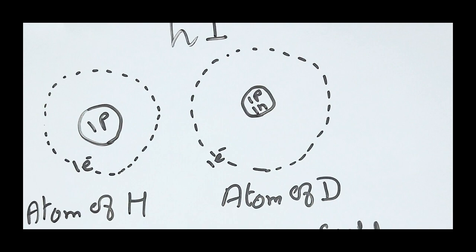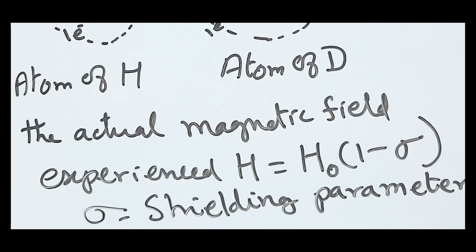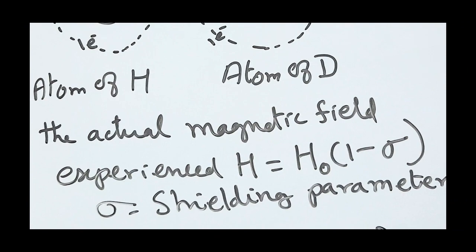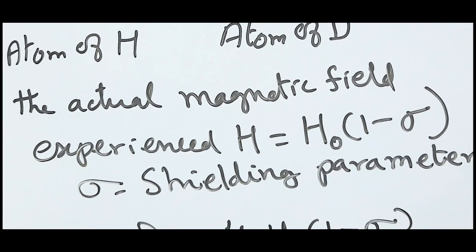P31 has 15 protons, 16 neutrons, and 15 electrons present in the outer atomic orbitals. So the shielding effect also varies from one nucleus to another. You are applying a magnetic field H0, but the extent of magnetic field experienced by the inner nucleons varies because of the shielding effect offered by the electrons in the atomic orbitals. So we modify the expression. The applied magnetic field is H0, but the actual magnetic field experienced by the nuclei is H is equal to H0 into 1 minus sigma.